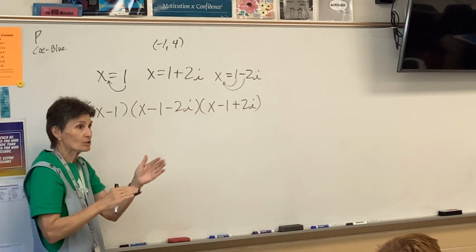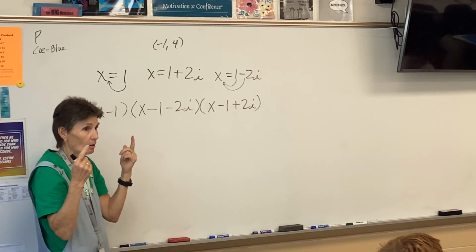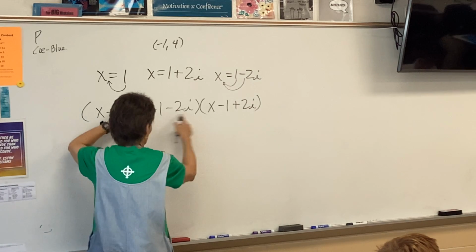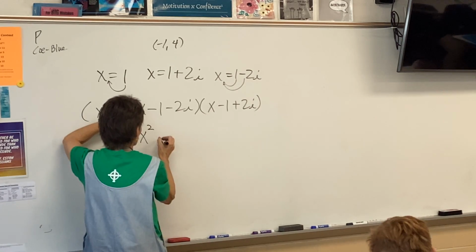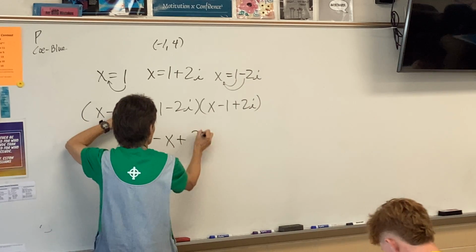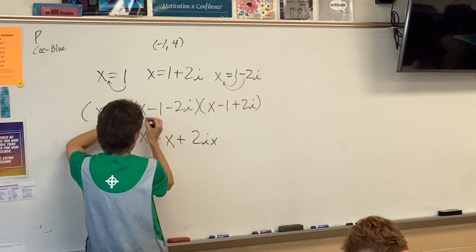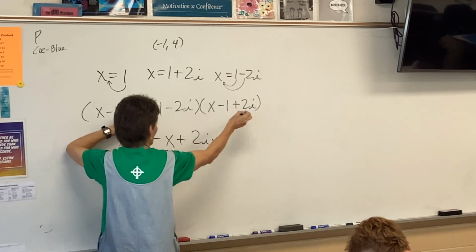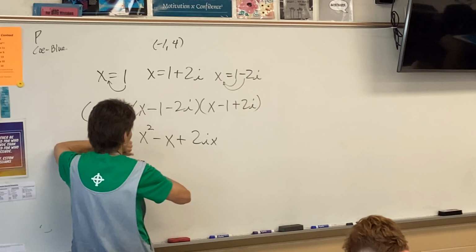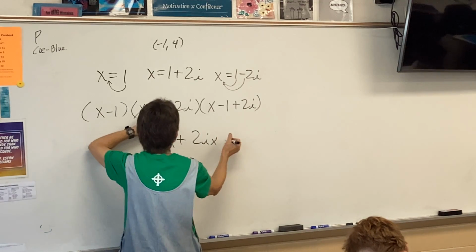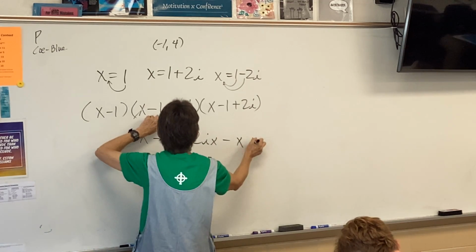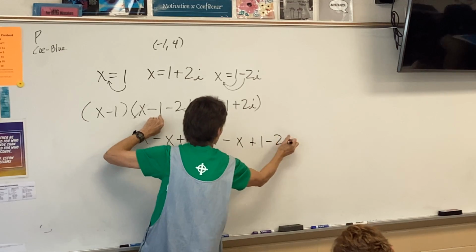All of these 3 need to be times by all of these 3. Order has nothing to do with it. You just gotta make sure you get all 9. So, I'm gonna have x squared minus x plus 2ix. So I took this times all 3. Now I'm going to have negative x plus 1 minus 2i.